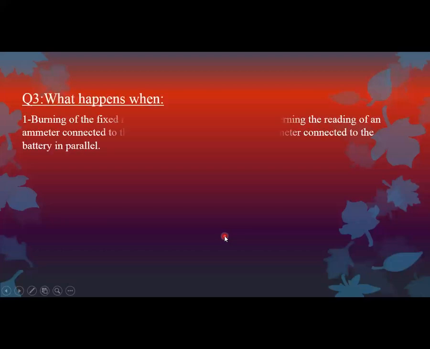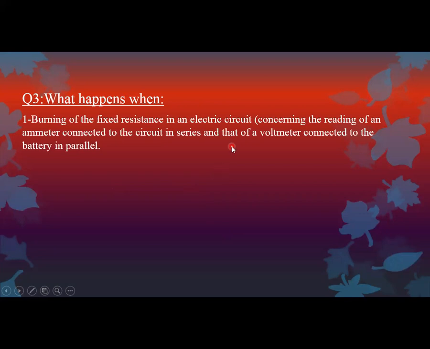What happens when burning of fixed resistance in an electric circuit? What will happen if the fixed resistance in the circuit is burned, concerning the reading of a meter connected to the circuit in series and a voltmeter connected in parallel to the battery? Be careful with this part.